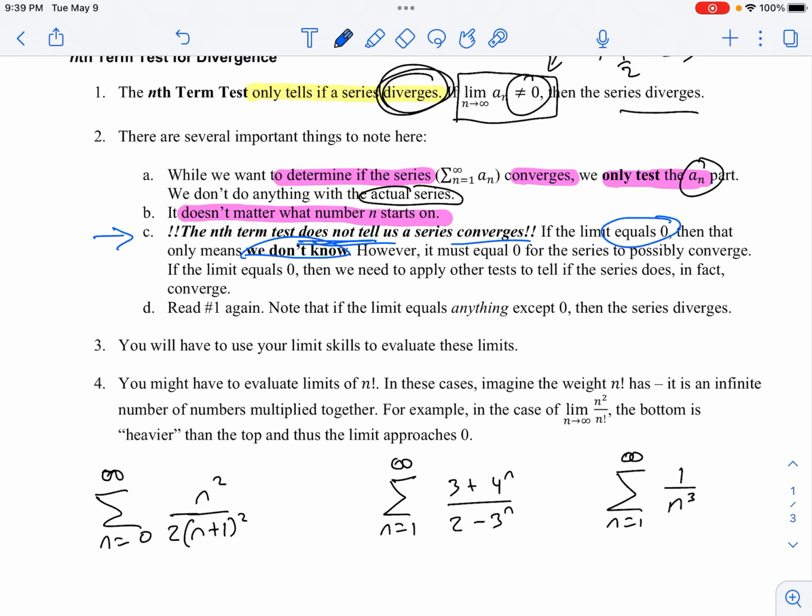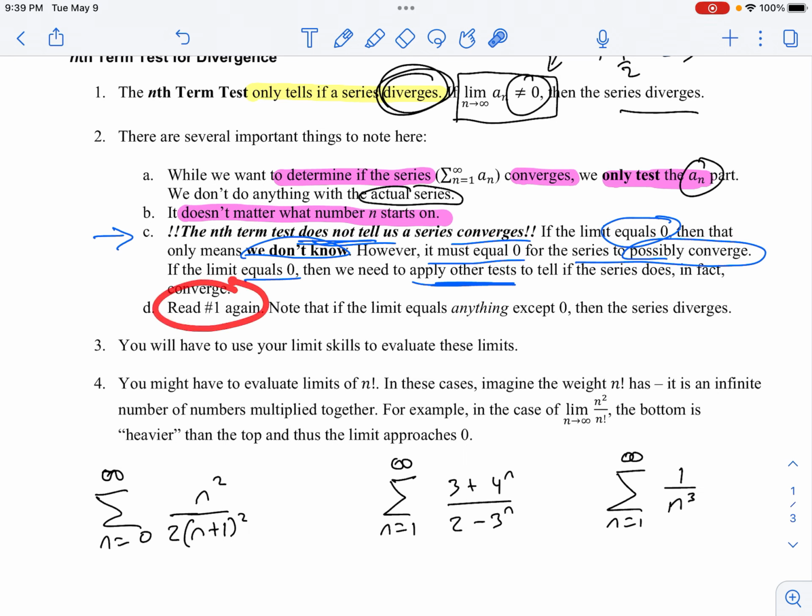We can only say, well, it didn't automatically fail, so we need to do other tests. So it must equal 0 for the series to possibly converge. And then if the limit does equal 0, we'll need to apply other tests that we haven't learned yet, but we will. And then we'll know if it converges, or maybe it still does diverge. It just happened to not, the limit happened to equal 0.